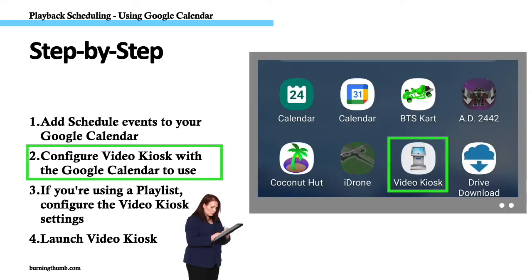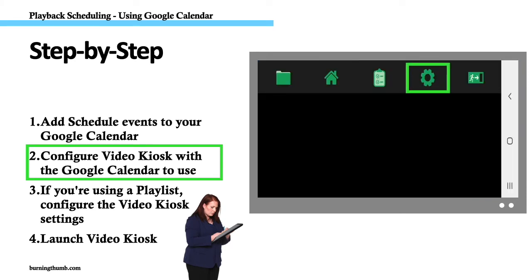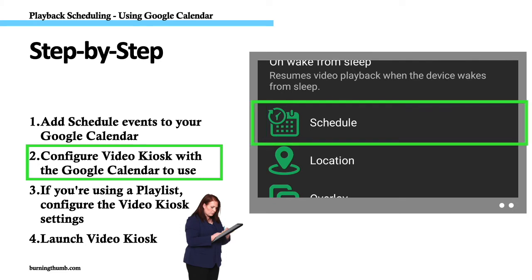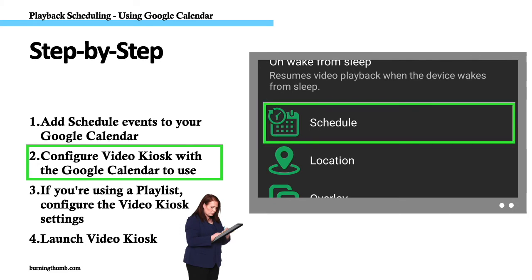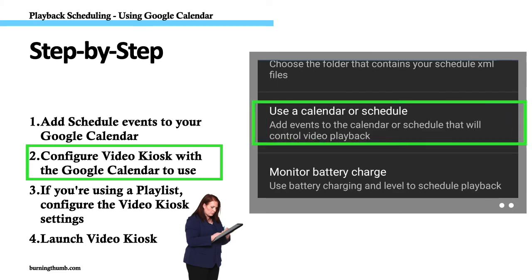Step 2. Configure Video Kiosk with the location of the schedule. Go to the Video Kiosk settings, Schedule, Use a Calendar or Schedule, and select the Google Calendar as the schedule location.